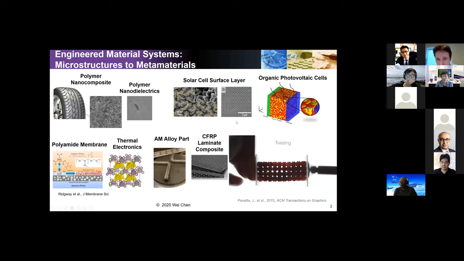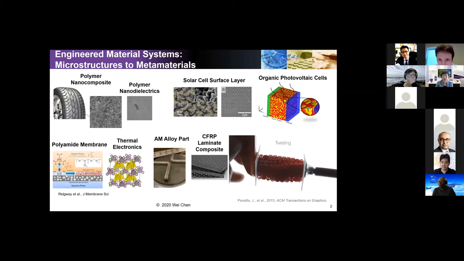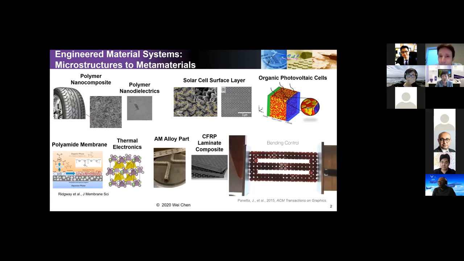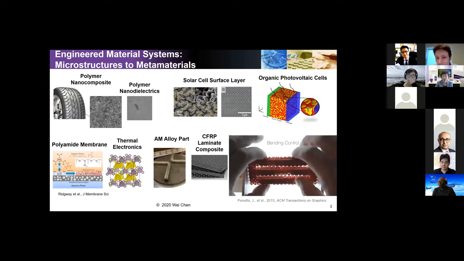What is common to all these systems is that, in addition to designing the material constituents, a big part of the design decision is also about the architecture of the material, what we call the structure of the material, to achieve certain special functions and properties. So my talk today is coming more from an engineering design researcher's point of view.